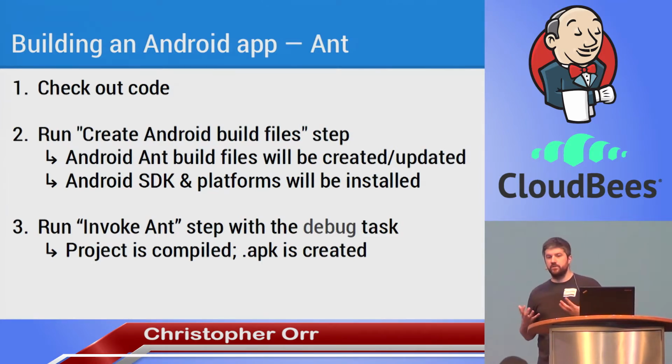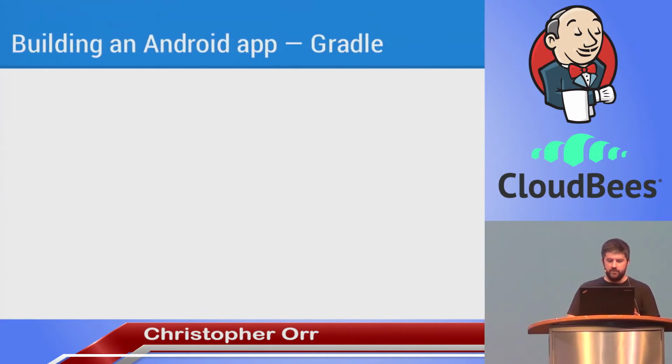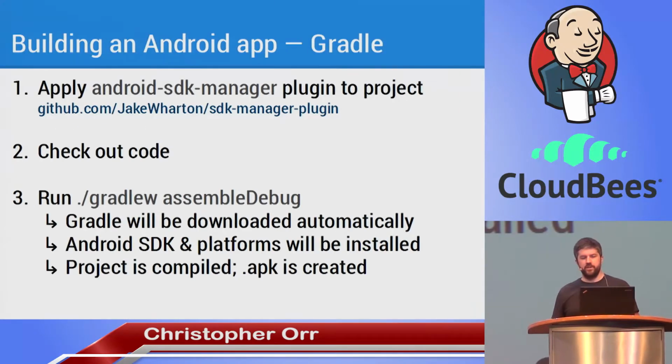Then, since it's an Ant build, of course, you can just use the built-in invoke Ant task, and it will compile your code. It will build an APK file, this Android app, and that's pretty much it. It's very similar for Gradle. As I mentioned, there's this really nice Gradle plugin called Android SDK Manager, which will automate a lot of this stuff for you without having to use these Jenkins build steps. And aside from that, it's pretty much the same. So you run the Gradle wrapper. Gradle will be downloaded and installed as normal. The Android SDK will be installed. And again, we have a complete app.